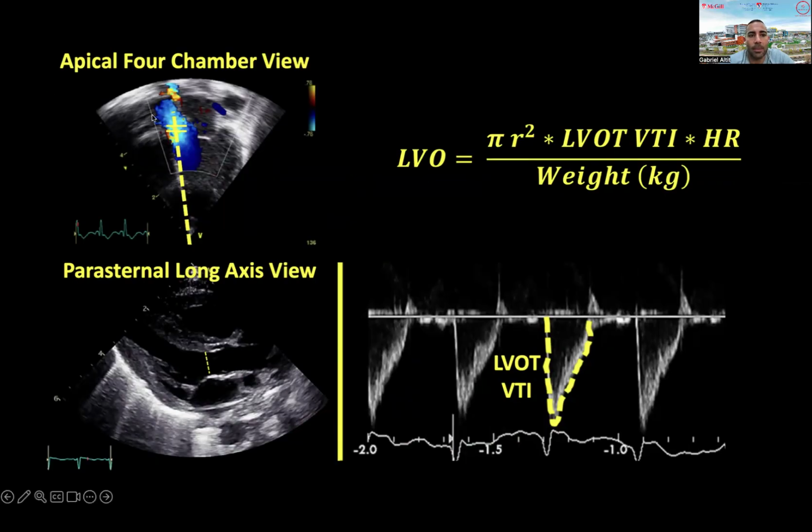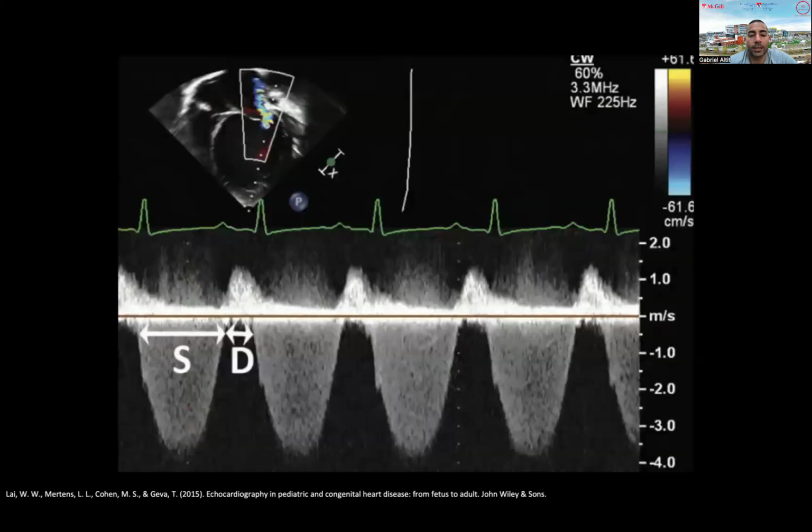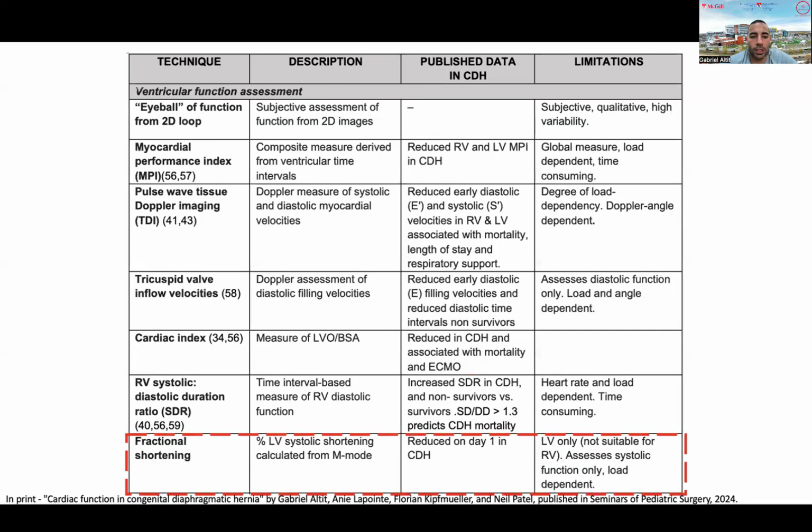This is an example of an apical four-chamber view where we would get the Doppler of the LV and the LV outflow tract measurement, and we can use this equation with heart rate and the weight to get the cc per kilo per minute. And on the website, you'll even find a calculator of that. For the RV, you would measure the RV outflow tract as well as the VTI that I mentioned earlier. And there are more advanced markers like the systolic diastolic duration, which I'm not going to go over.